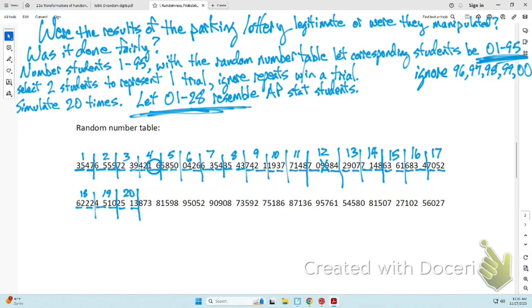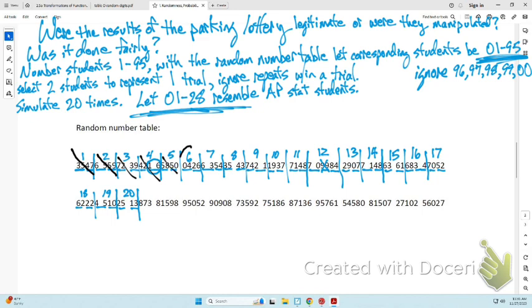But we're looking for trials where we got 2 stat students. So let me change colors and lightly mark. We didn't get 2. So 35 is not a stat student. 47 is not a stat student, so that trial does not interest us. Trial 2 doesn't. Trial 3 doesn't, and so on. Even trial 4 doesn't interest us because we want 2 stat students.